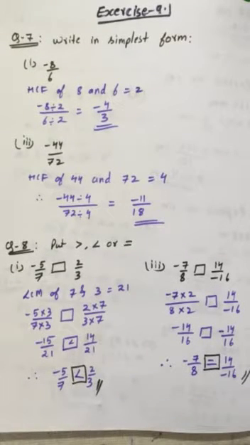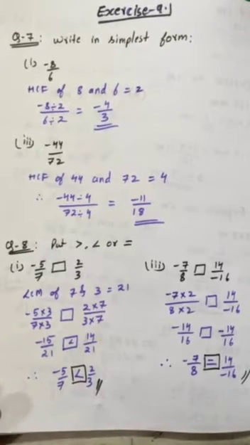So we were doing the rational numbers, okay, of exercise 9.1. So till question number 6 we have already completed. So we'll proceed further with question number 7.